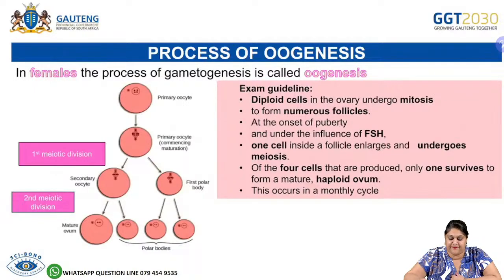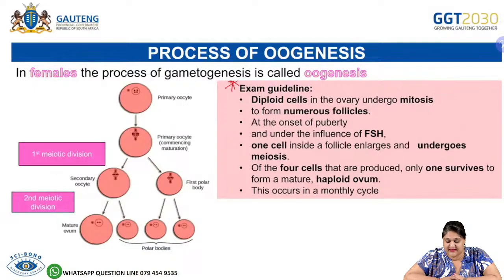Okay, so before we look at the picture, let's read what it says. This is according to the examination guideline. Grade 12, I want you to take note. When it comes to oogenesis and spermatogenesis, you need to know this bullet form description straight from the examination guideline. So it tells us that we have diploid cells in the ovary which undergo mitosis to form numerous follicles. On the onset of puberty and under the influence of FSH, one cell inside a follicle enlarges and undergoes meiosis.